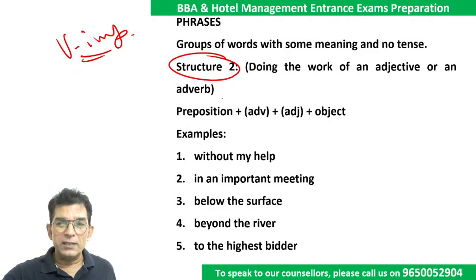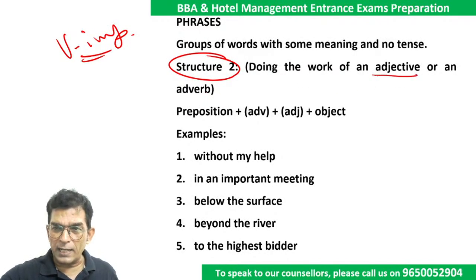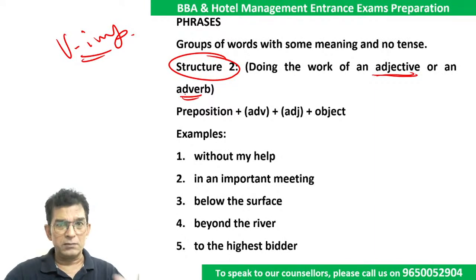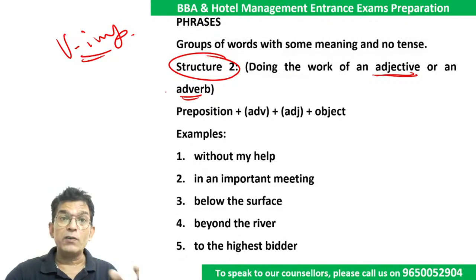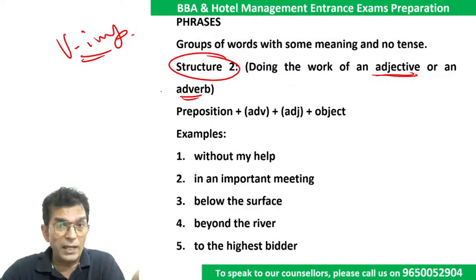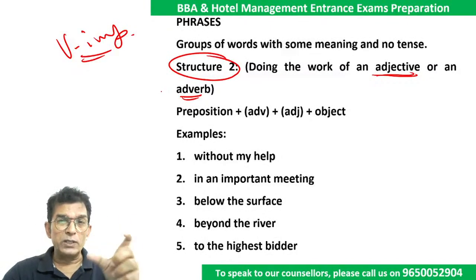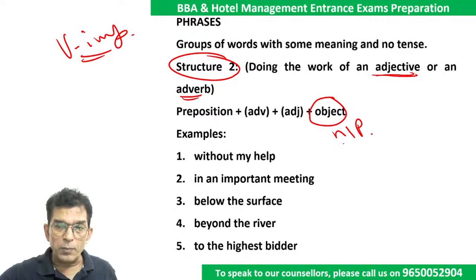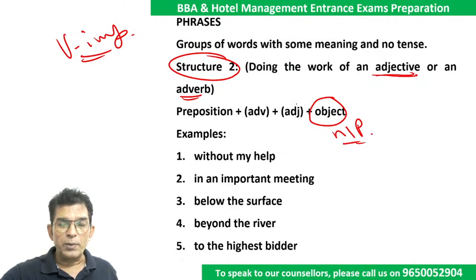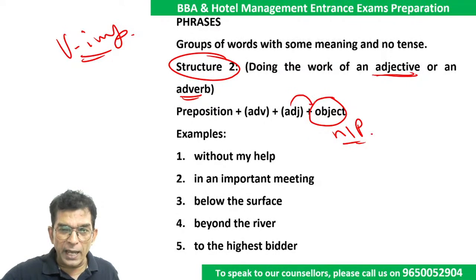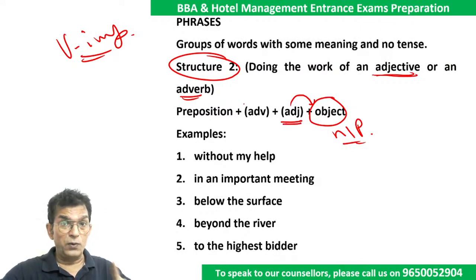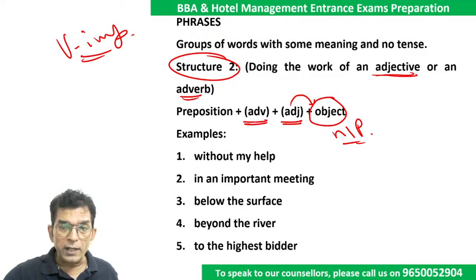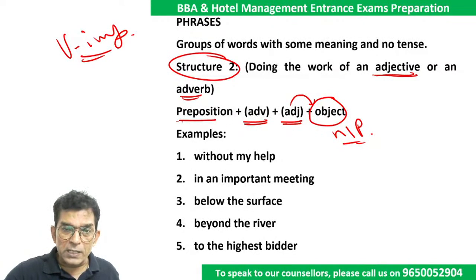Okay, so let's understand this. How do we write the second phrase, which works like an adjective or an adverb? Primarily, they work like adjectives or adverbs. How do we write this, the phrase doing the work of an adjective or the phrase doing the work of an adverb? Okay, we will write the object. Now, the object is a noun or a pronoun. And before that, I may write an adjective, therefore it is in brackets. And I may also write an adverb. But there will always be a preposition.